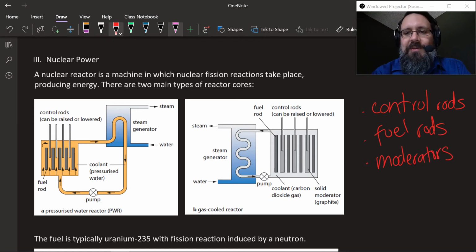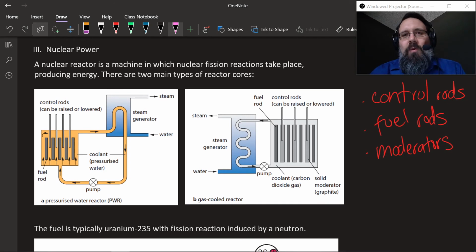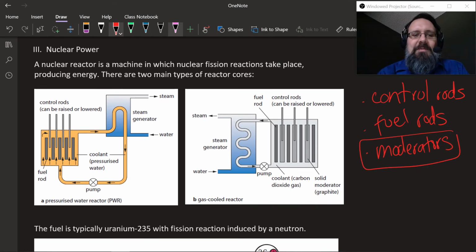So if you know about those three things, you understand nuclear power. So first up, you should know that there are two main designs of nuclear reactors. They are based on what's used to cool them or what's used as the moderator. There's the pressurized water reactor, which uses pressurized water as the moderator. And then there's this one over here, a gas-cooled reactor, which is using graphite as the moderator.